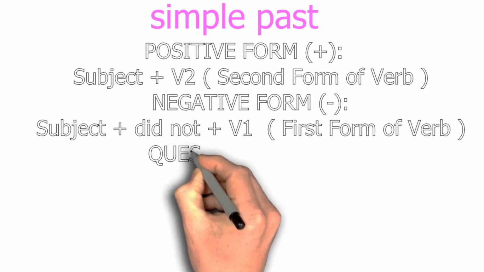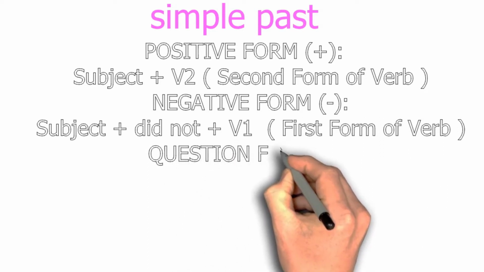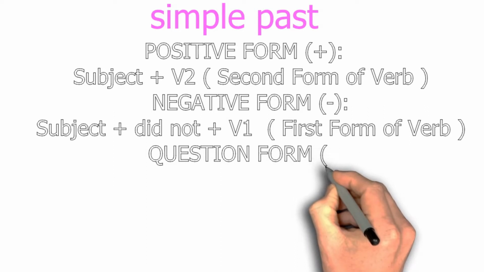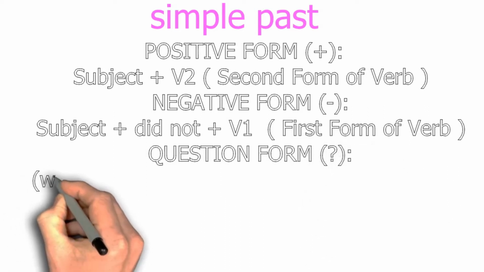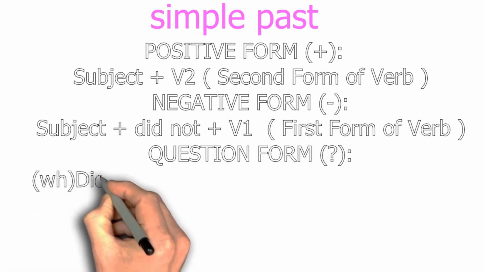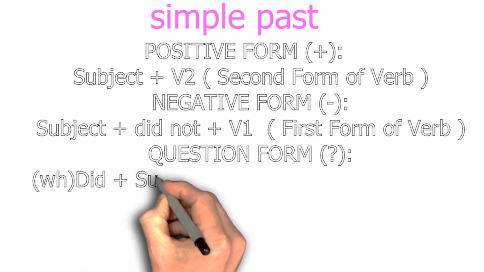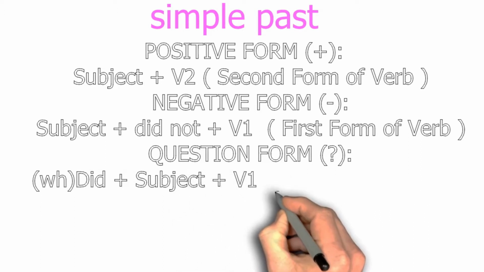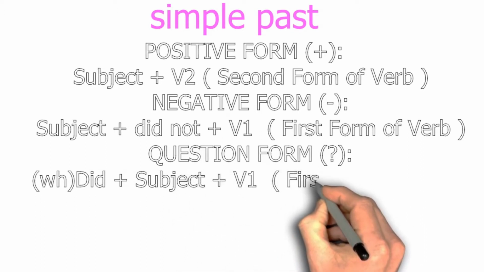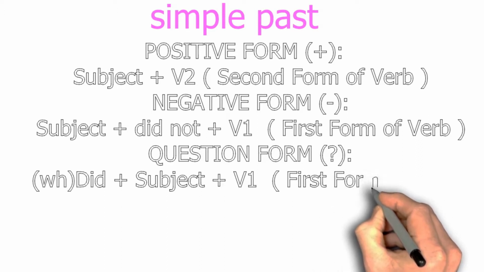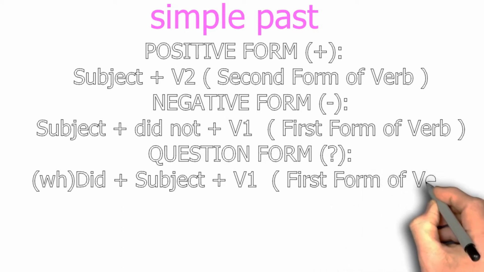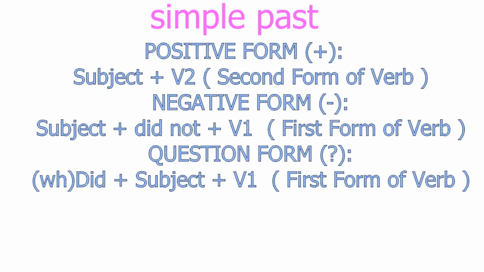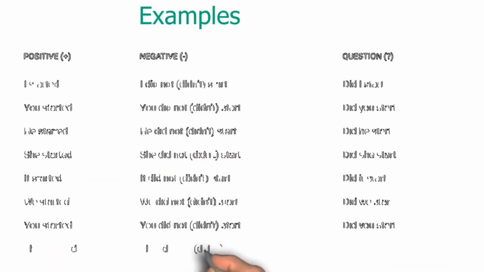and next structure we are going to learn is question form. For question form we have either WH or not. Then we have did plus subject plus verb 1, that is the first form of verb, as in the negative sentence. These are the structures.